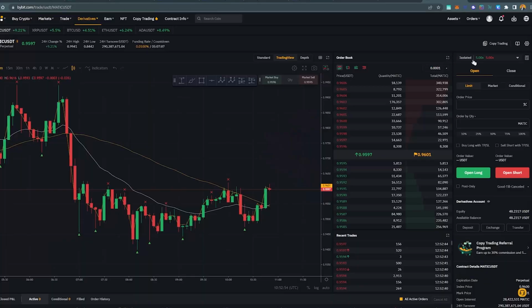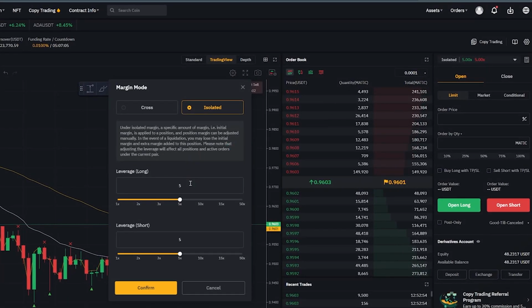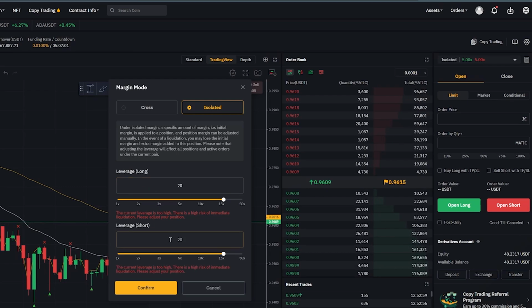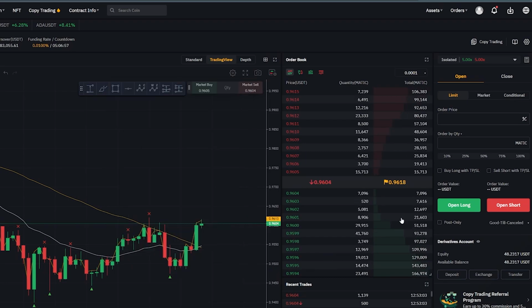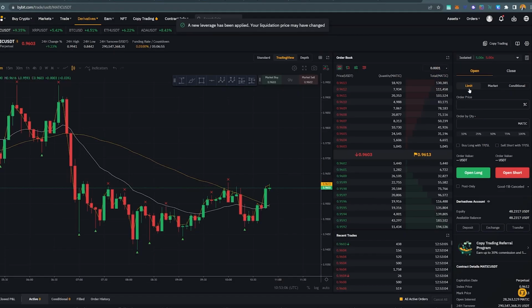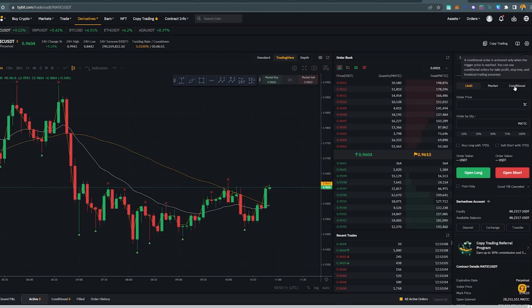Let's get started. To get started, first I want to click on my leverage and I want to bump this up to 20x. And only do this if you're an experienced trader, otherwise you're just exposing yourself to a lot of risk. I'm gonna hit confirm and I'm gonna be trading with a limit order. Again, check out our next classes where we cover limit orders, market orders, and conditional orders.